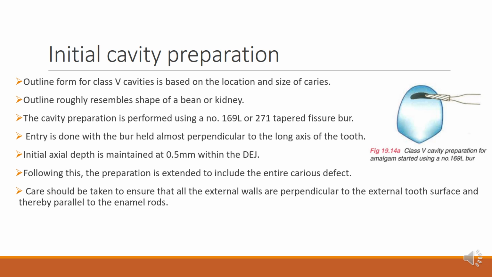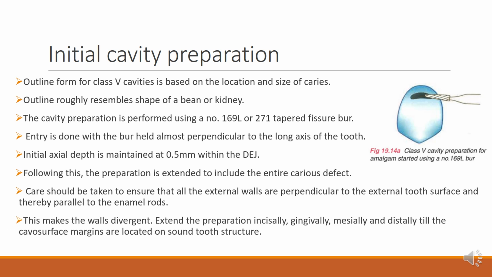Care should be taken to ensure that all the external walls are perpendicular to the external tooth surface and thereby parallel to the enamel rods. This makes the walls divergent. Extend the preparation incisally, gingivally, mesially and distally till the surface margins are located on sound tooth structure. The axial wall is located in dentine and it is convex as it follows the contour of the facial surface.